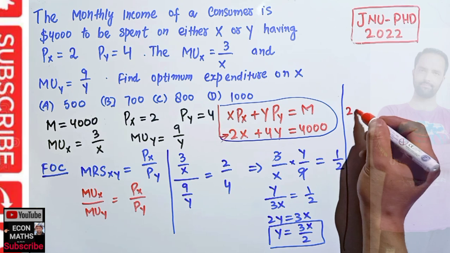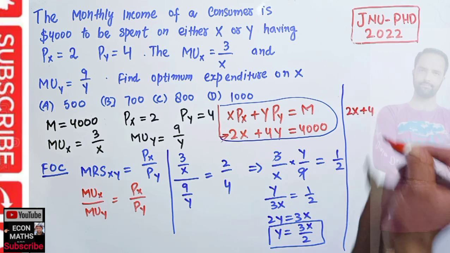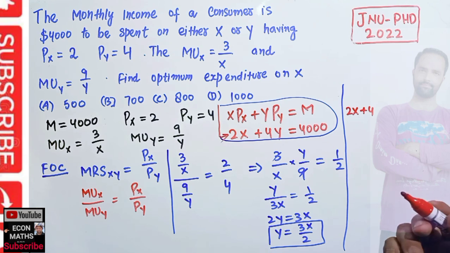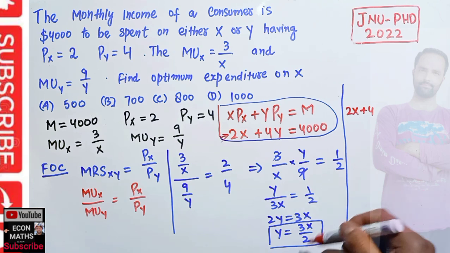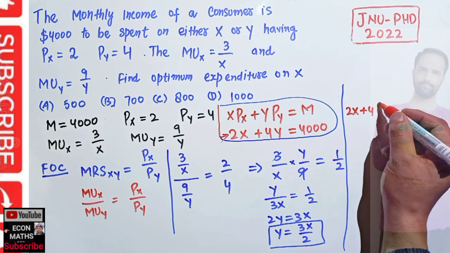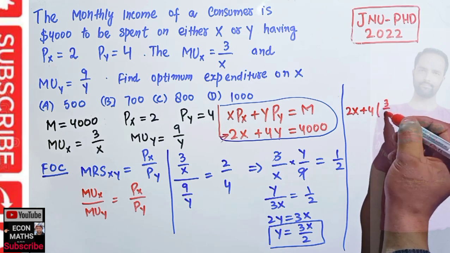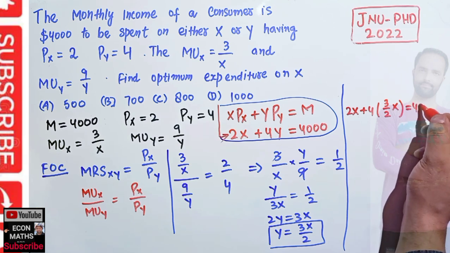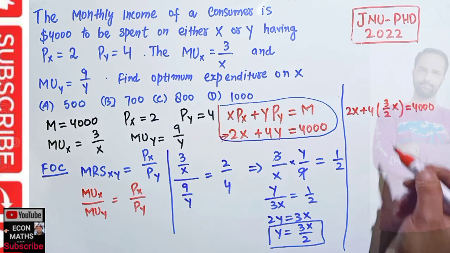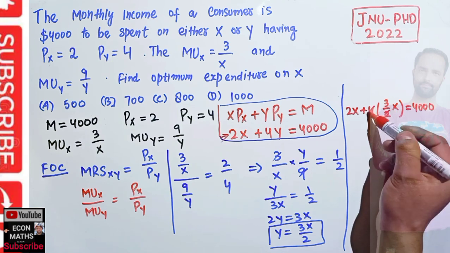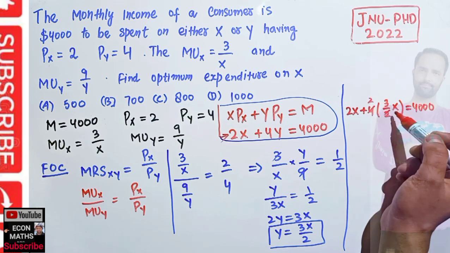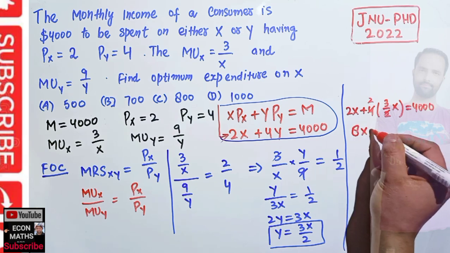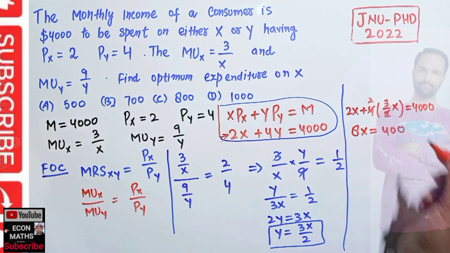So we have 2X plus 4, in place of Y we have 3X upon 2. I hope I am making the calculation right. Should be equal to 4,000. So here 2 ones are 2, 2 twos are 4, so 2X plus 6X is 8X, so 8X should be equal to 4,000.